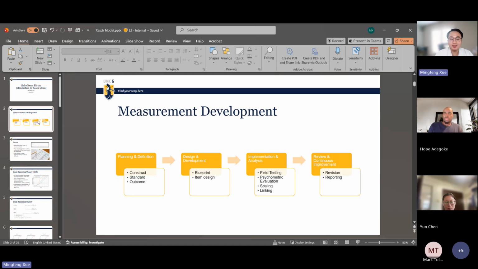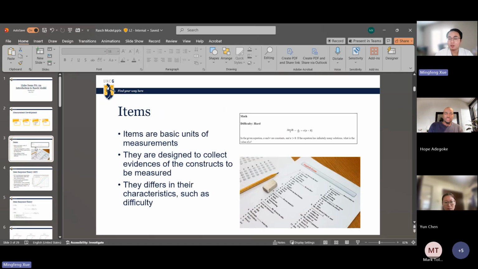And during this process, items are the basic unit of measurement. So in every measurement, there are many items. On the right-hand side, you can see an algebra item from the SAT. It requires students to solve this equation to get the values of R and X. So items are designed to collect evidence of the concept to be measured. They are designed for a certain purpose.